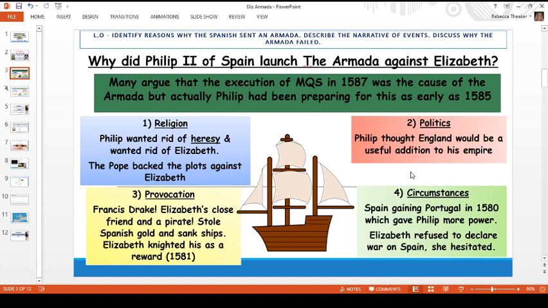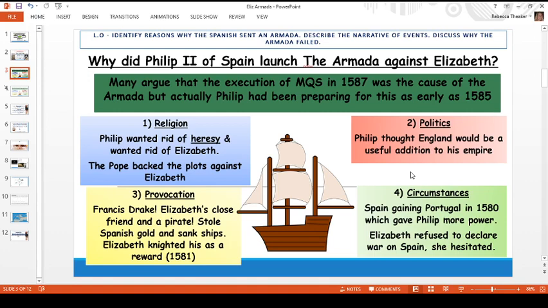The second reason is politics. Philip had his eyes set on England. He thought England would make a really useful addition to his empire. An empire, going back a little bit, we've not really talked about empire since we talked about the Romans, which is the very first thing you did in Year 7 when you first started. An empire is when a strong, powerful country owns and controls other countries abroad.